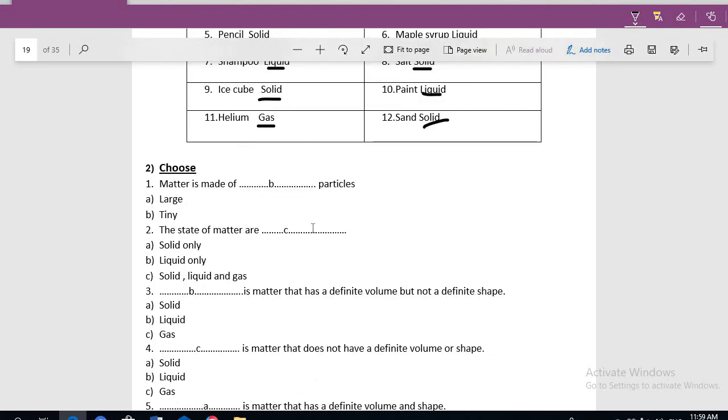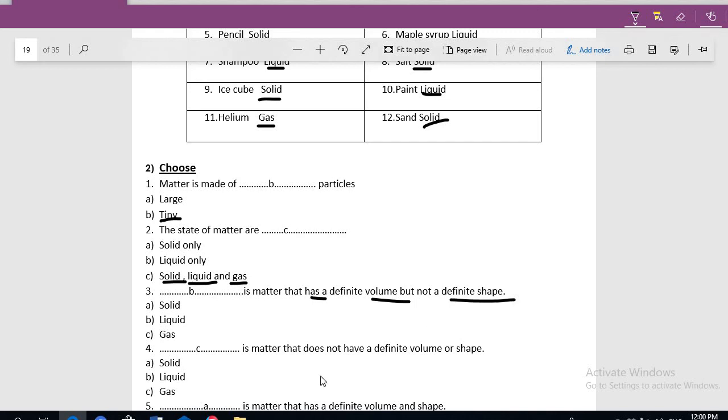Any matter or any object, whether solid, liquid or gas, is made up of tiny particles, very small particles. We have 3 states of matter: solid, liquid and gas. Which state has definite volume but not definite shape? It takes the shape of its container. Liquid. So liquid has a definite volume but not shape, as it takes the shape of the container.